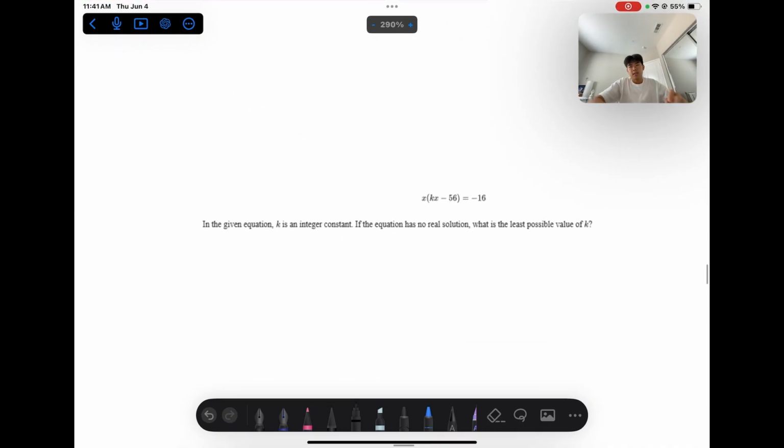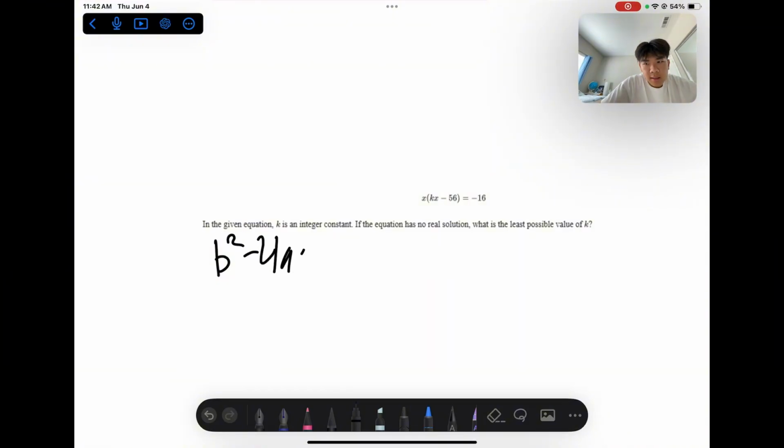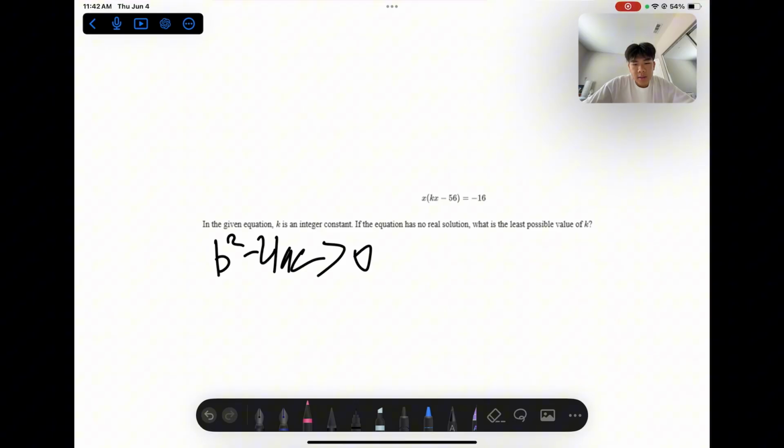This one is also equally as important as it always shows up on the SAT. For this question, no real solutions, right? There's another thing you should know. If b squared minus 4ac is greater than 0, that means there's two real solutions.